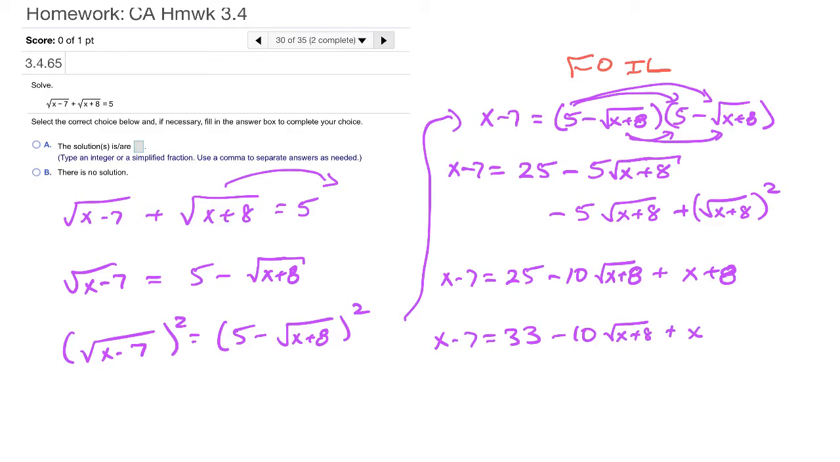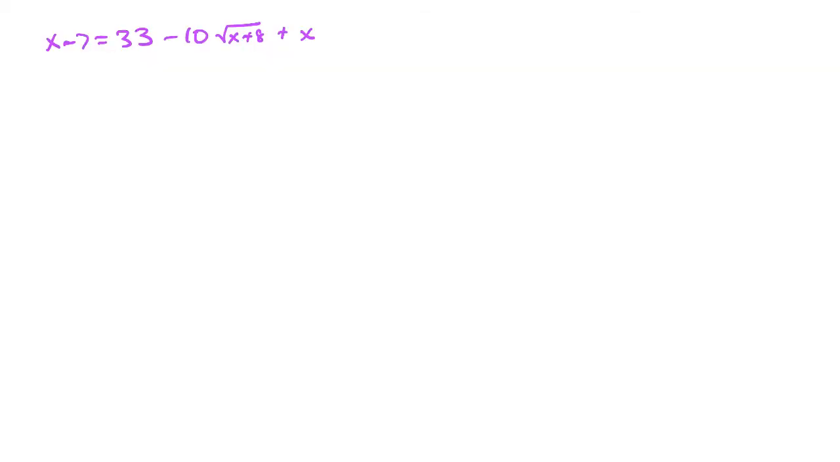Okay, so I still have a square root that I need to isolate. And so that's kind of what I need to do as my next step. I need to isolate that square root. And so that means moving the other terms to the other side of the equal sign. So subtracting x and subtracting 33 on both sides, I get x minus 7 minus the x minus the 33 gives me a minus 10 times the square root of x plus 8.